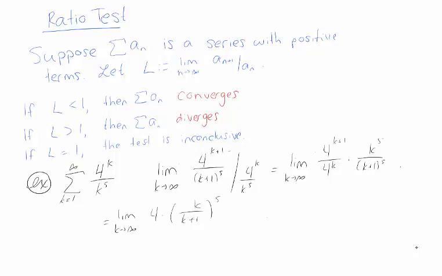As k gets really big, this starts looking more and more like 1. 1 to the power 5 is 1, so this limit is actually going to be 4. And 4 is greater than 1. So we're in the case that my limit is greater than 1, so the ratio test tells me that my series diverges.